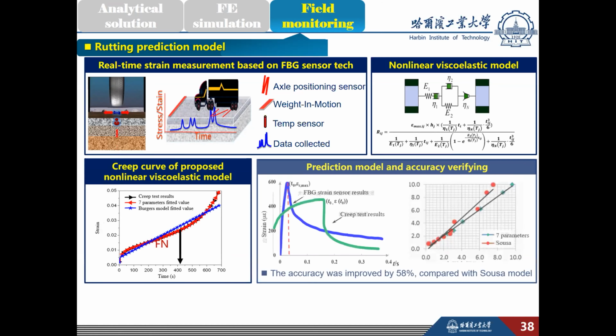The rutting of asphalt pavement could be calculated with maximum vertical strain measurement, sublayer thickness, linear viscosity, and the traditional parameters in the Burgers model. The accuracy of the rutting prediction model was acceptable for the proposed pavement structure, validated in the APT test.